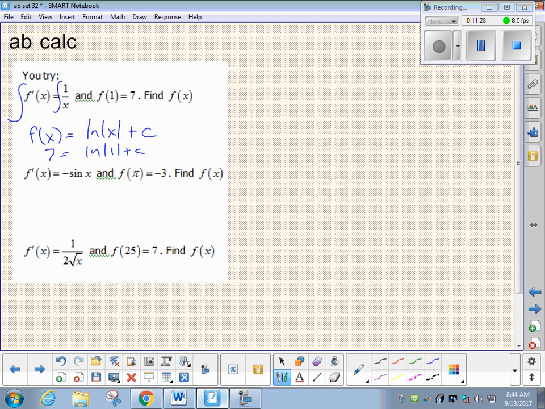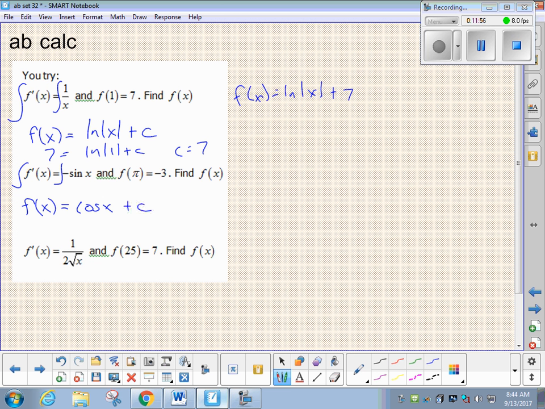All right, so you can see then that c is 7, yeah? So your function is the natural log of the absolute value of x plus 7. Did you agree with the first one? Cool. Okay, if you anti-differentiate the second one, the antiderivative of the derivative is the function. What's the antiderivative of negative sine x? Cosine gives you a derivative of negative sine, so it must have been cosine plus a constant.